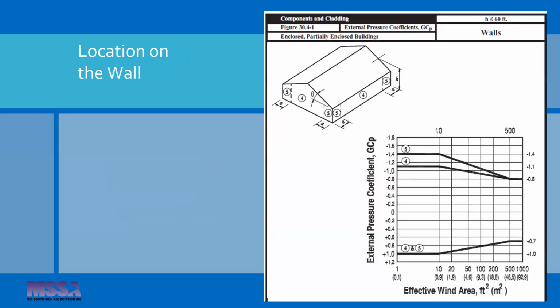Depending on the area of the sign itself, it'd actually be a slight reduction. But if you're in the corner in these zone 5 conditions, it's not just a 1.1, it's a 1.4. So that's an almost 30% increase in that coefficient. So that can begin to start to add significant wind pressure to a sign.